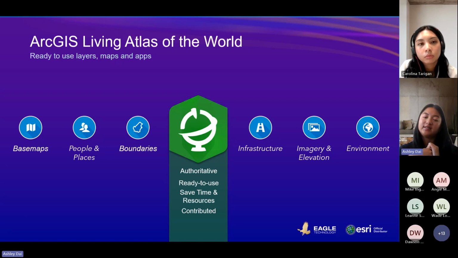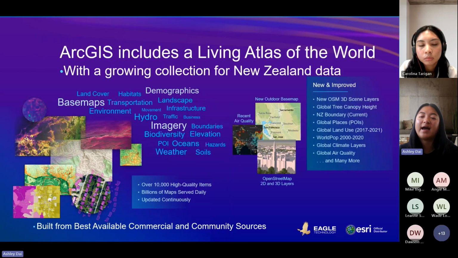When you use the Living Atlas layers, you can ensure the integrity of your work is good, as all layers have to go through a checking process to make sure that they meet the quality required to receive that authoritative tick. The Living Atlas has a huge variety of world data sets, and we also have heaps of New Zealand specific ones as well. This includes specific New Zealand layers and deep learning models that we've worked with you guys to add from your organization as well.